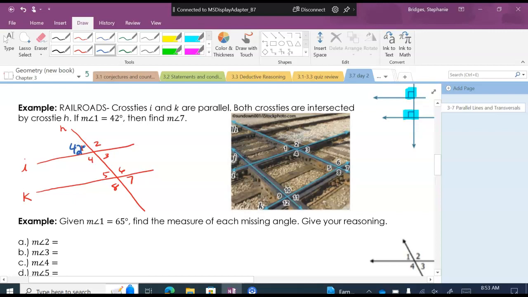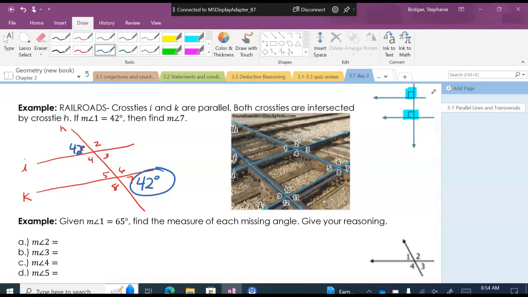And it wants to know what angle 7 is. So the first thing we have to figure out is what angle pair are they? Are they corresponding? Are they alternate interior? Are they alternate exterior? Are they same side interior or same side exterior? Alternate exterior. And we said that alternate exterior angles are going to be what? Congruent. So what would angle 7 be? 42 degrees. That make sense? Okay.